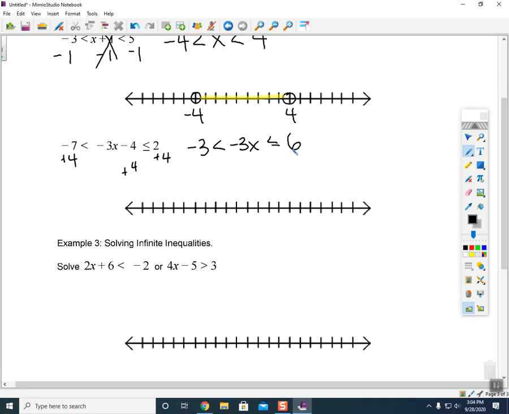Now, in order to get x by itself, I need to divide all of my terms by -3. This is where I need to remember that if I multiply or divide by a negative number, my inequality sign flips. So I've got -3 divided by -3 is 1. My less than is going to switch to a greater than. This is just going to leave me with x. And then 6 divided by -3 is going to give me a -2. So this needs to flip to a greater than or equal to -2.